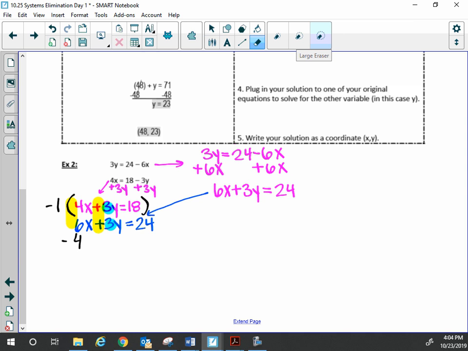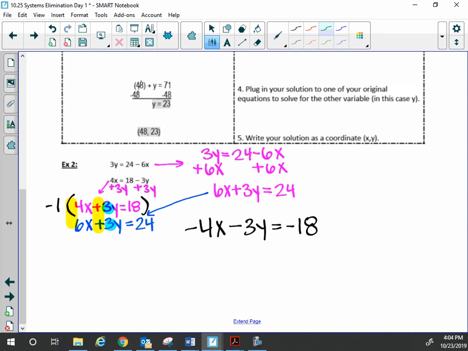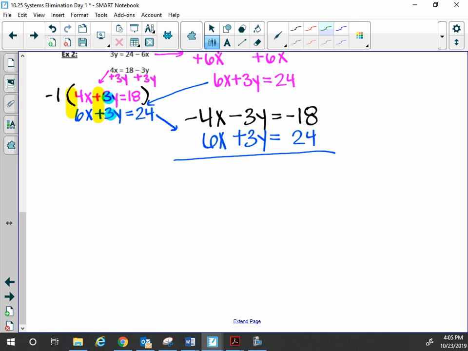So we've got negative 4x. Here, let's write it over here. Negative 4x minus 3y equals negative 18, right? And since I did not change the second equation, let's just pull it on over. 6x plus 3y equals 24. So now I can combine my equations to eliminate that variable. Take a second, think about which variable it's going to eliminate. Okay, so 3y is going to eliminate, so it's gone. When I combine negative 4x and 6x, I have 2x, and when I combine negative 18 and 24, I have 6. So now I can solve for x.